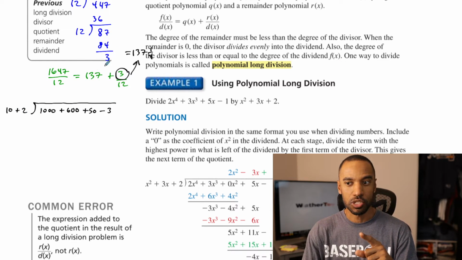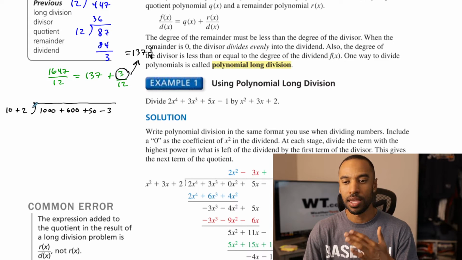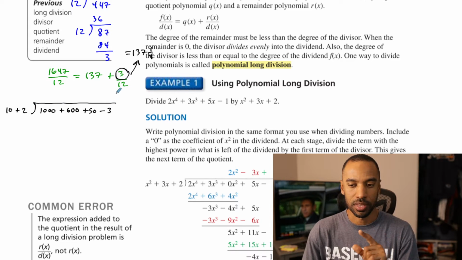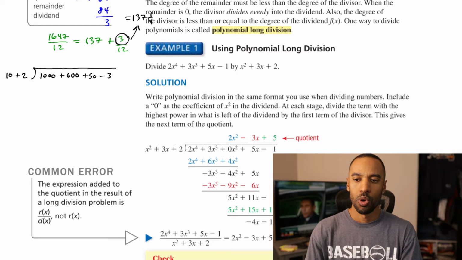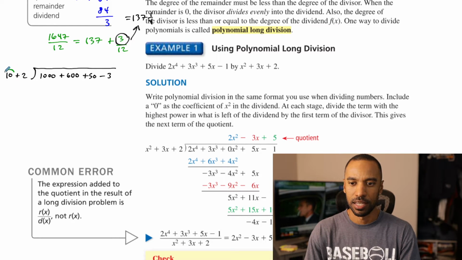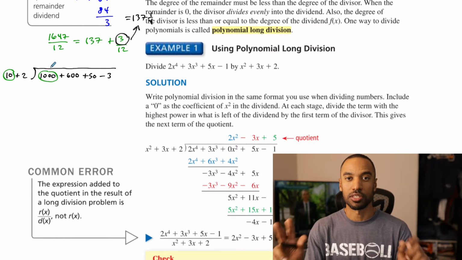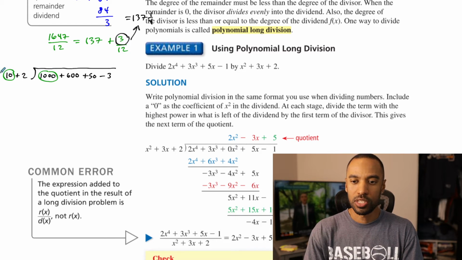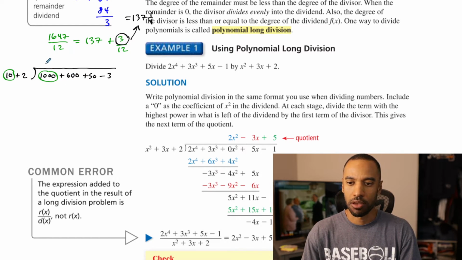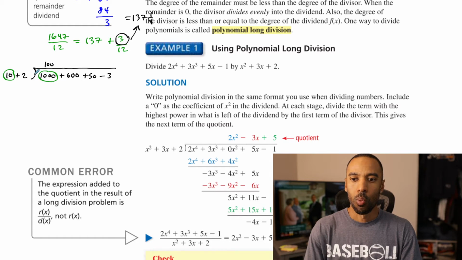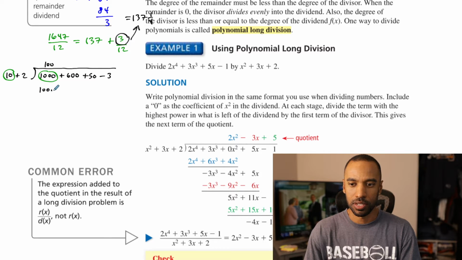Now that we've seen this answer of 137 with remainder of 3, I'm going to show you I can get that same answer here with this. So here's how it's going to kind of look. Here are the constructs of it. We want to take the most significant digit, in this case the thousands digit, which is basically the leading term. We want to see how many times 10 can go into 1,000. 10 goes into 1,000 100 times. What you're now going to do is multiply 10 by 100 to get 1,000, and multiply 2 by 100 to get 200.